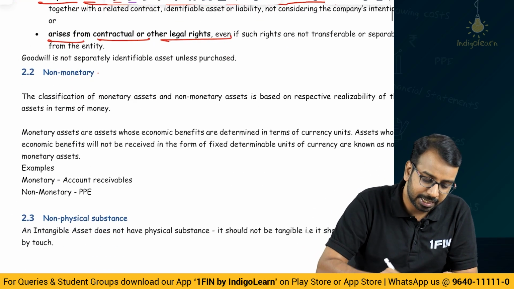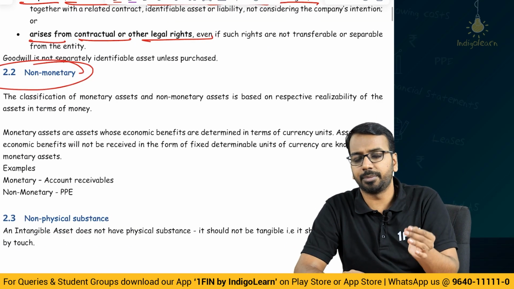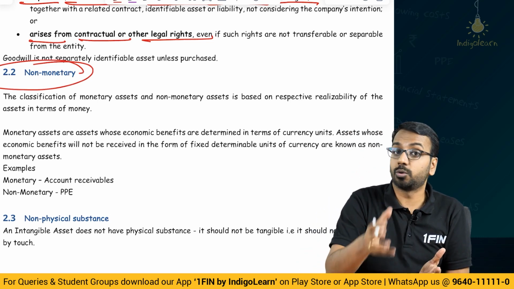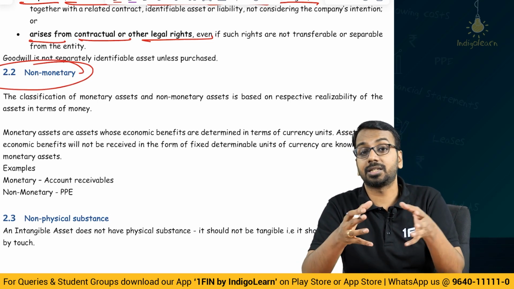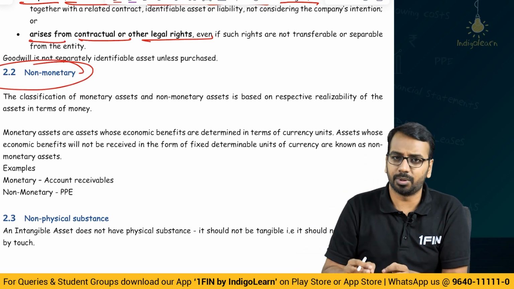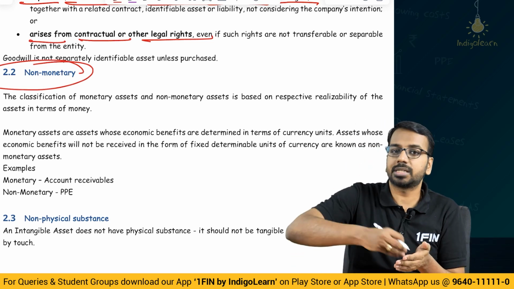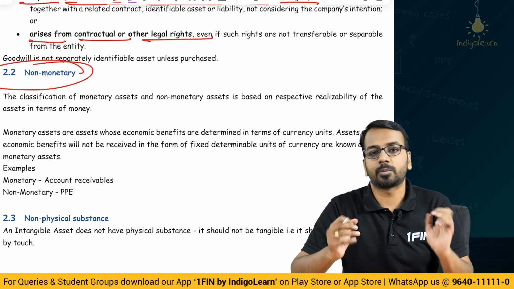Then second thing is, it has to be non-monetary. Non-monetary means assets which are not monetary. What are monetary assets? Monetary assets are those assets whose value is fixed in terms of money. For example, account receivable. I know I have to receive 100 from a customer. That is a monetary item. If I don't know what is the value that I will receive, it becomes a non-monetary item.